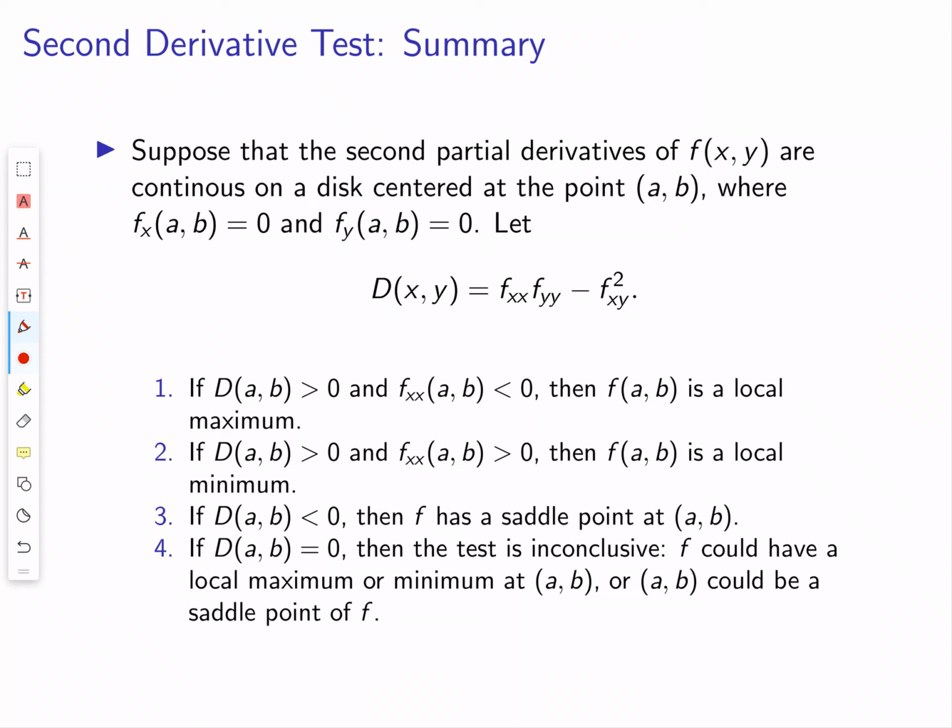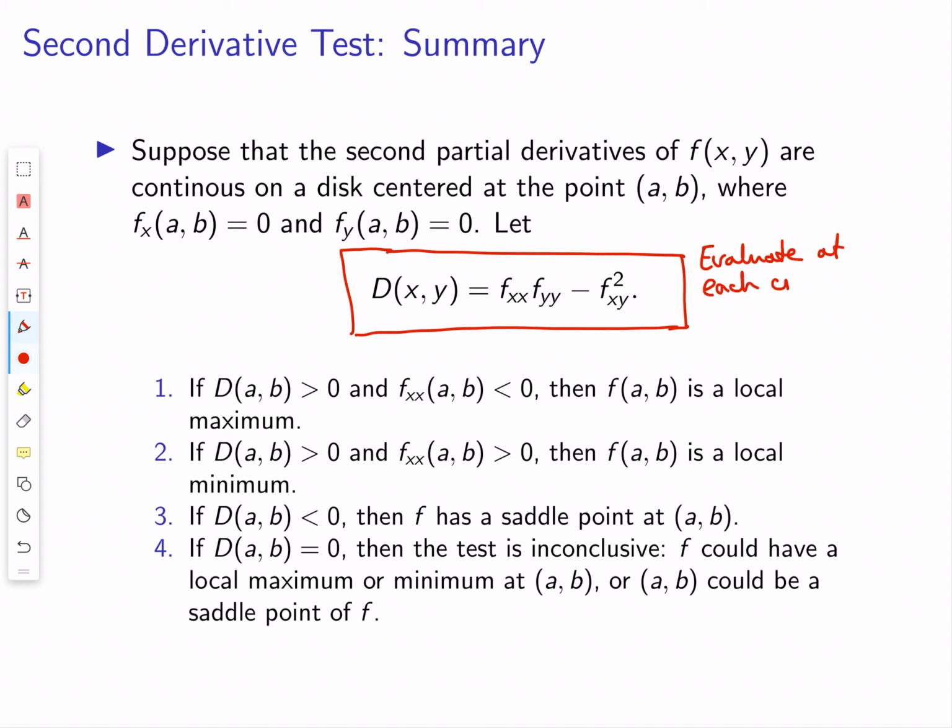So for the second derivative test, we really rely on this function D, which is made up of a combination of all of the second partials of the function f. So it's f sub xx times f sub yy minus the mixed partial derivative squared. So that quantity is really, really important. And the idea is that you evaluate this quantity at each critical point (a, b).